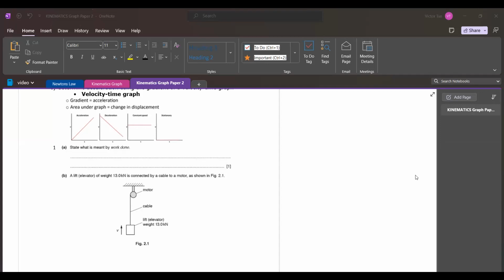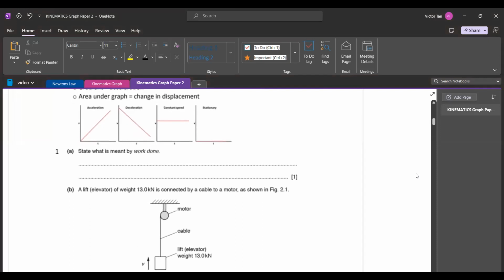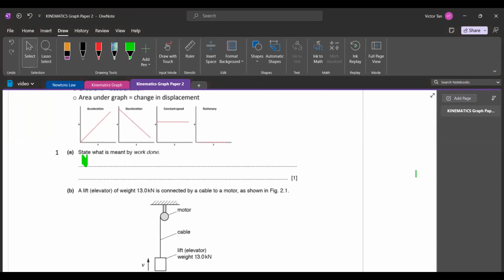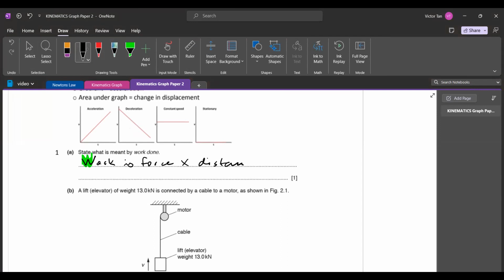To state what is meant by work done. Work is force times distance. Both must be in the same direction. This is a vector.